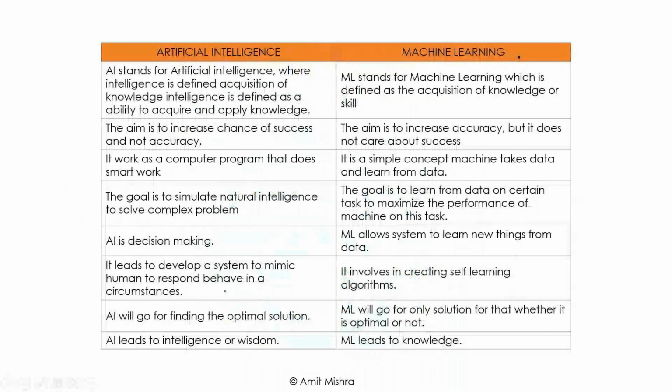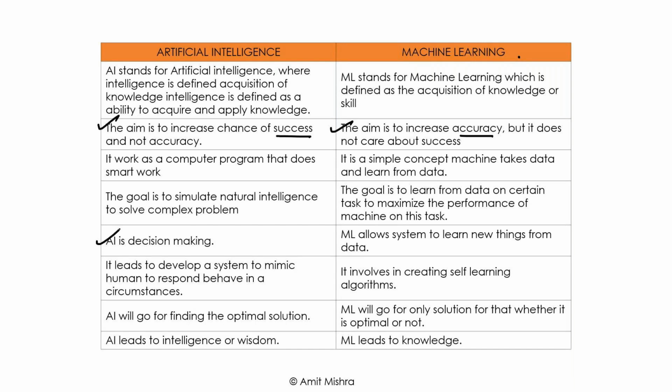The comparison between AI and machine learning, you can see here. I have already said a few words about this. This is the main comparison. You can see that artificial intelligence aims to increase the chance of success. All it seeks is success and not accuracy. Whereas the major idea behind applying machine learning is that you will have the data set, and all you care about is high accuracy. This is how your performance will be measured.